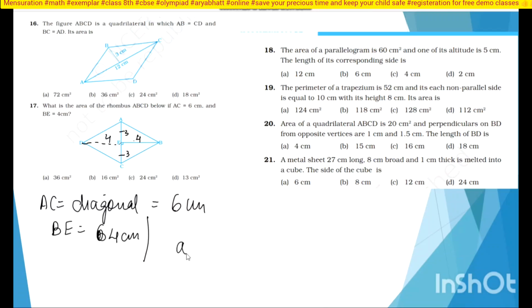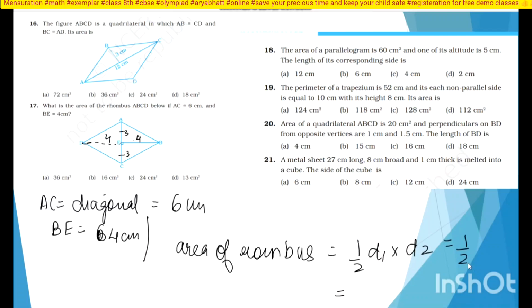So what is the area of the rhombus? It is nothing but 1 upon 2 d1 into d2. I know the area of the rhombus is half d1 into d2, where d1 and d2 are the two diagonals. So d1 diagonal is 6 centimeter and d2 diagonal will be 4 plus 4, equal to 8 centimeter. So it will be half of 6 into 8, which is 3 times 8, or I can say 24 centimeter square.